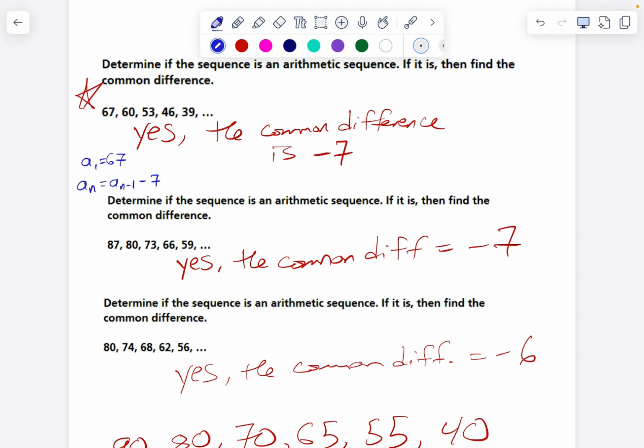Okay, let's go to 53. That's the third term in the sequence. So a sub 3, the third term: take the second term, which was 60, and subtract 7. That gave us 53. The fourth term in the sequence, a sub 4: take the third term, that's 4 minus 1, which was 53, and subtract 7. That gave us 46. Do you see how this works? It's just like repeating it over and over. That's what recursive means.